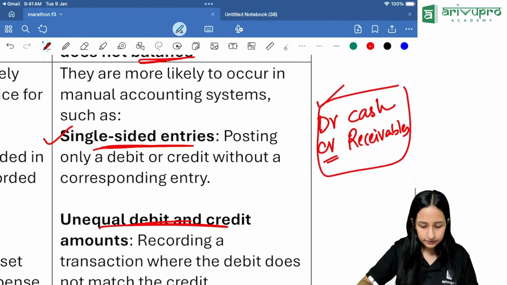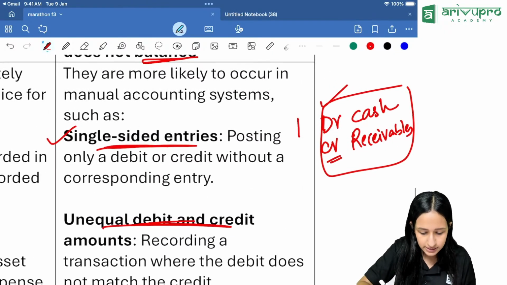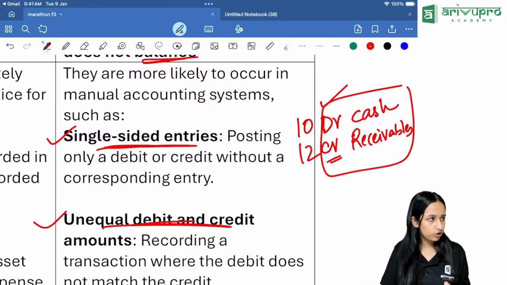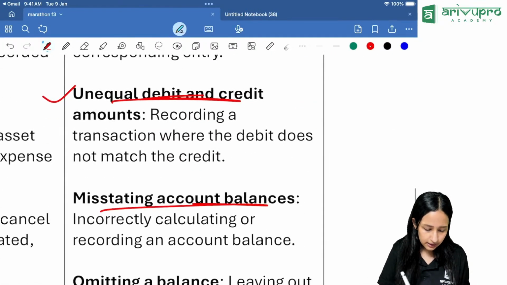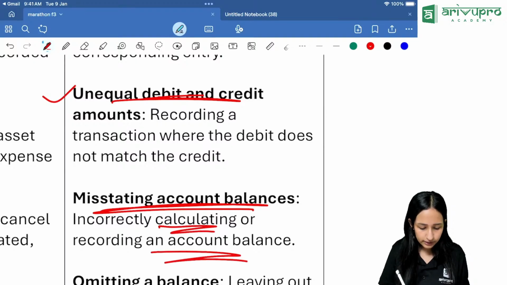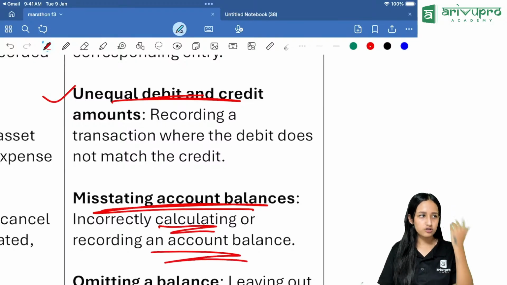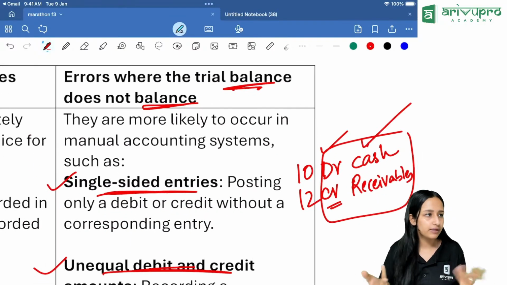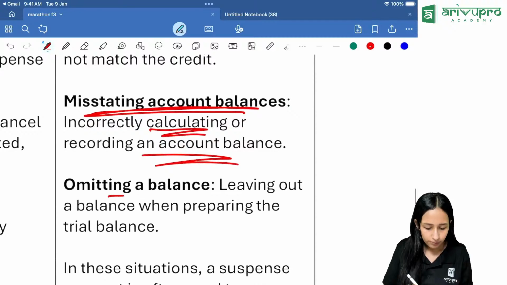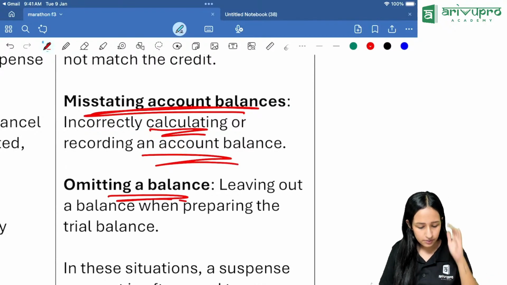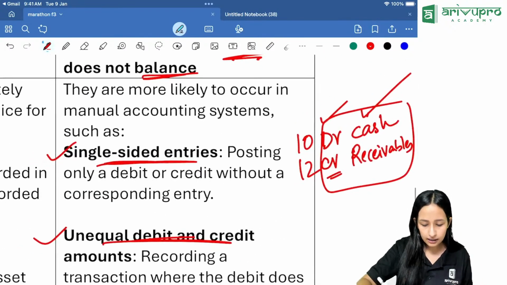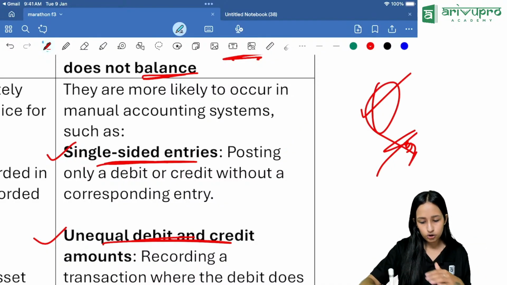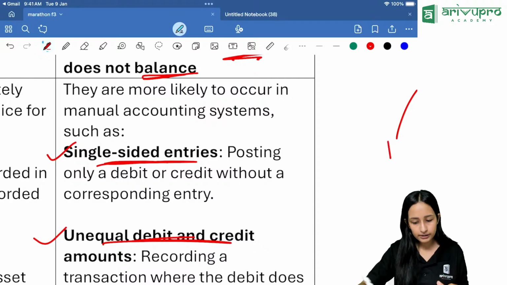So that is called single-sided entries. Unequal debit and credit: the same thing, but with amounts, let's say we put 10 here and 12 there. Unequal amounts will make it not tally, obviously. Misstating account balances: incorrectly calculating or recording an account balance. So it wasn't necessary to do this particular adjustment, but we still stupidly did it. Then obviously it will not tally. Omitting a balance: leaving out a balance when preparing. So maybe this account was needed, but we have completely ignored it from the transaction. Then obviously it will not tally. Okay, everything should tally basically.